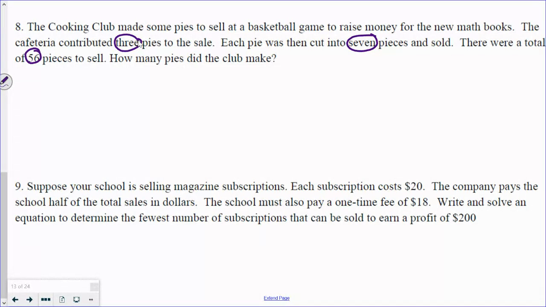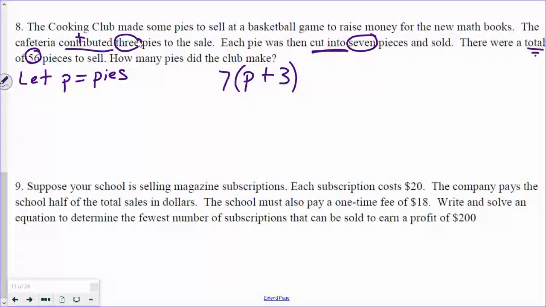We want to know what is the total amount of pies. So P equals pies that the club made. The club made some pies, and then the cafeteria also gave them 3 pies. Those are the whole pies, but it says that they also cut them into 7 pieces. Because contributed meant to add, that means they were all split into 7 pieces. The word total was our equal sign.